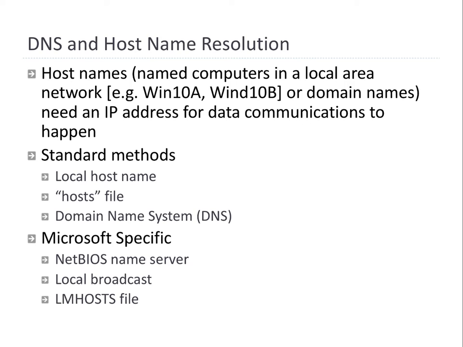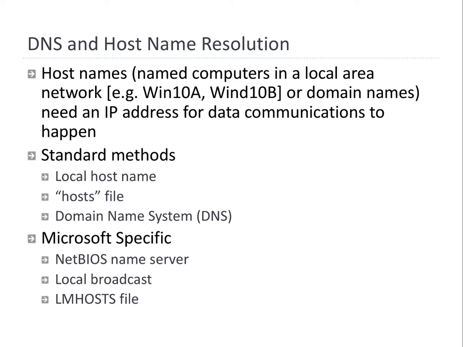So if you need to talk between different computers, oftentimes we refer to computers using host names. These are human readable names, such as Win10A, Win10B, or a domain name. So if you're in a local area network, you're going to use human readable short names like 10A and 10B. If you're on the internet at large, you're going to be using domain names. But we need some way of mapping, some system for mapping these human-friendly readable names to IP addresses.